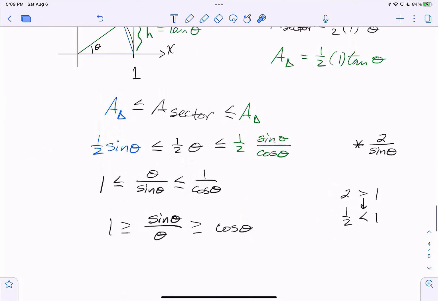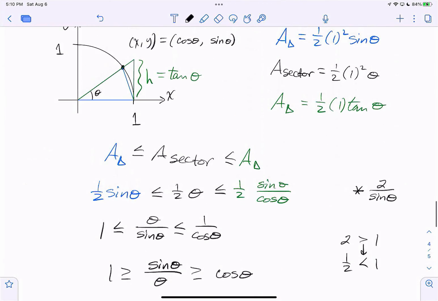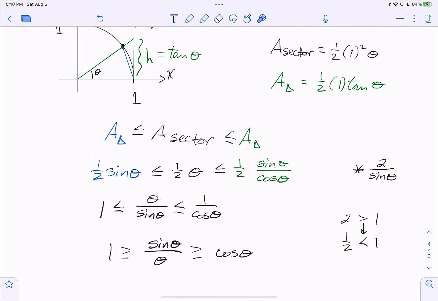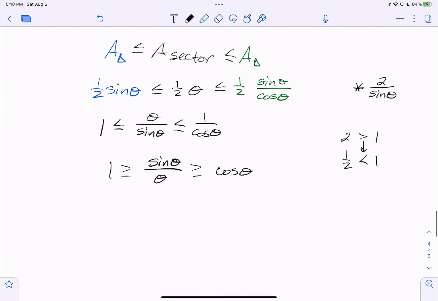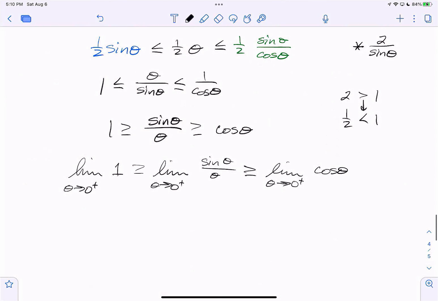Let's go back to what it is that we were talking about. It's the limit as x goes to 0 of the sine of x over x. Now, for our work right now, theta is positive. So when I find the limit, it's going to be a one-sided limit. But I can apply a limit to all three parts of this inequality. And when I do, what I see is, as theta approaches 0, the limit of 1 is 1. As theta approaches 0 from the positive side, the limit of the cosine of theta is also equal to 1.